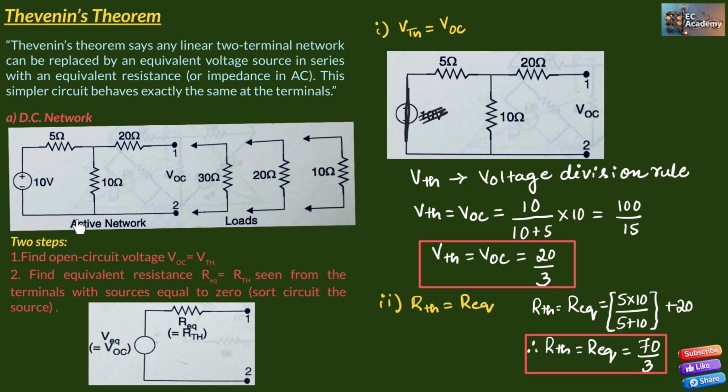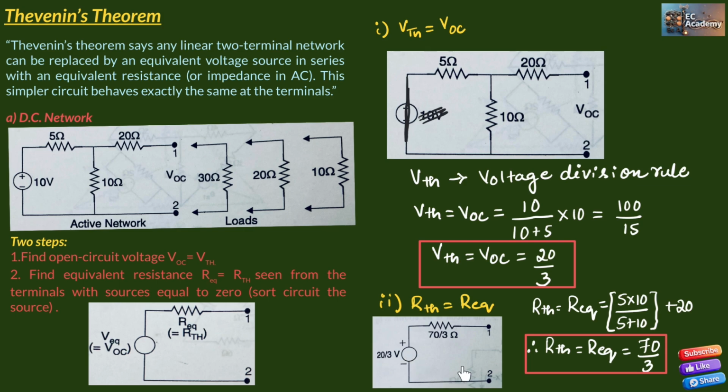So this is the Thevenin's resistance and this is the Thevenin's voltage which we found for this circuit. Now this active network can be replaced by this single voltage source in series with a resistance, having the value 20 by 3 as the voltage source and 70 by 3 as the equivalent resistance. So this is the Thevenin's equivalent circuit for the active network of the given problem. Now this circuit is simplified and replaced by a single voltage source in series with a single resistance, so it will have the same function as this active network. Between the terminals 1 and 2, we can connect any load and do simple calculations.